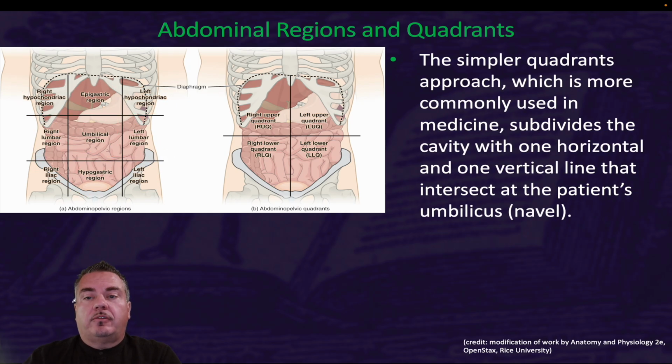The simpler quadrants approach, which is more commonly used in medicine, subdivides the cavity with one horizontal and one vertical line that intersect the patient's umbilicus or navel. This results in the right upper quadrant, the left upper quadrant, the right lower quadrant, and the left lower quadrant.